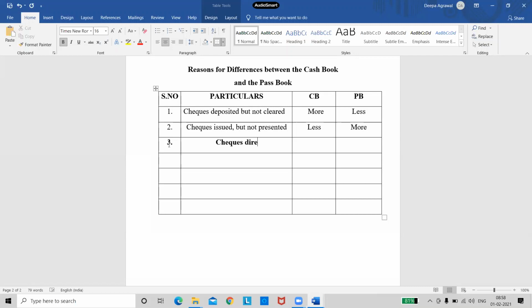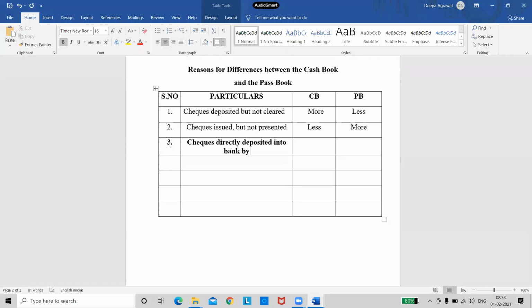Checks directly deposited into bank by the customer. What does this entry mean? So Mr. X had to pay me a, we will not write checks here. We will write it as amount directly deposited into bank by the customer.